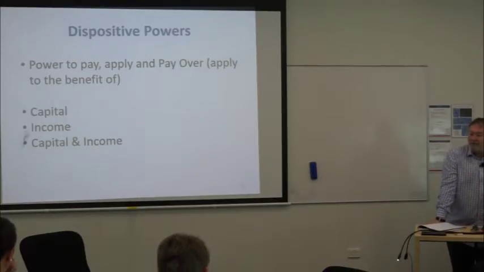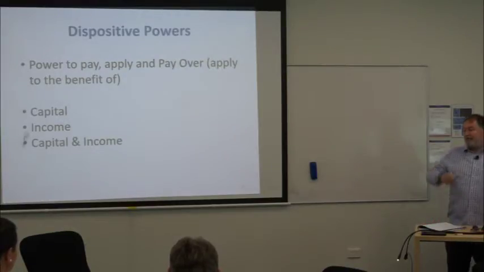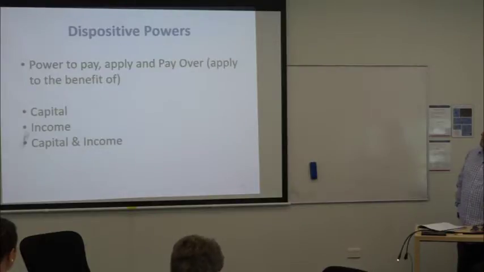So you will have seen these clauses in your trust deeds, that the trustees have the power to pay, apply and pay over. Are they familiar wording? And pay over, what does that mean? It's not like just paying over money to the beneficiary, it's obviously paying for the benefit of them. Some trust deeds will say that the power extends just to capital.